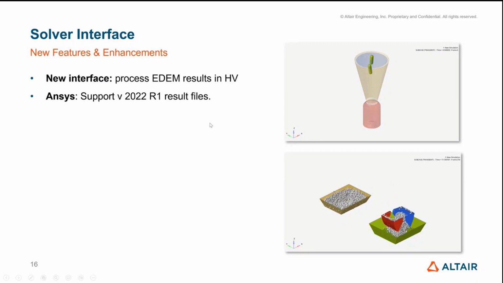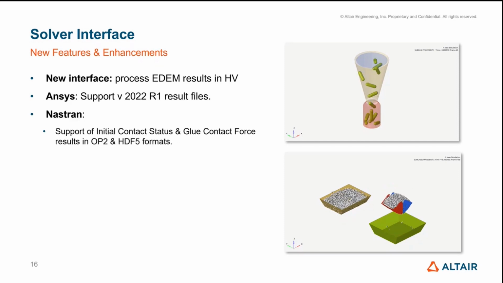Then in terms of enhancements, obviously the ANSYS version support has been upgraded to 2022 R1 in this release. And then coming to Nastran, we have added support for a few new results. So initial contact status and the glue contact force results are now supported in OP2 and HDF5 formats. And then acoustic pressure results is also supported across all the formats.